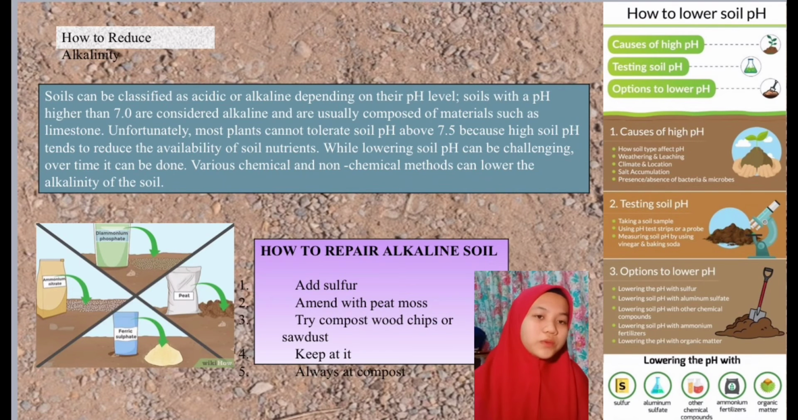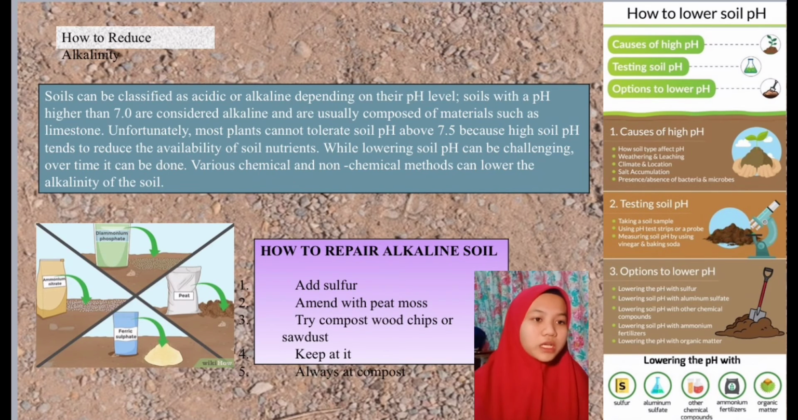Soil can be classified as acidic or alkaline depending on its pH level. Soil with a pH higher than 7.0 is considered alkaline and is usually composed of materials such as limestone. Unfortunately, most plants cannot tolerate soil pH above 7.0 because high soil pH tends to reduce the availability of soil nutrients. While lowering soil pH can be challenging, over time it can be done, and both chemical and non-chemical methods can lower the alkalinity of the soil.